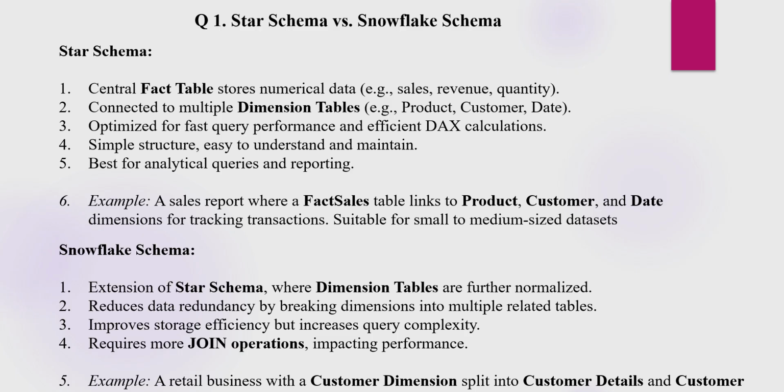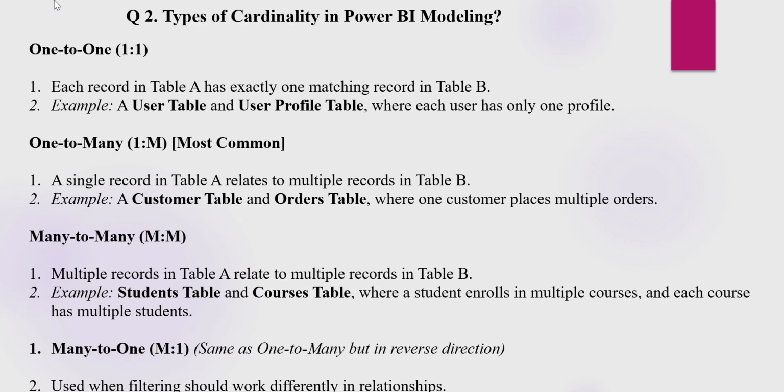Moving to the second question: types of cardinality in data modeling in Power BI. You know that there are four types of cardinality in Power BI data modeling. First is one to one, second is one to many, third is many to many, and fourth is many to one. Majorly we use one to many relationships in modeling. That is the most common.